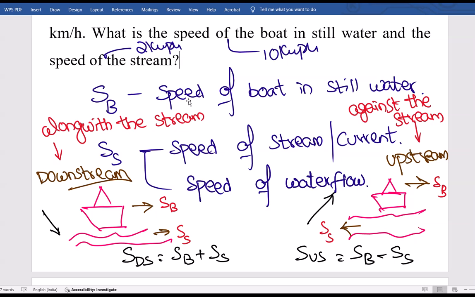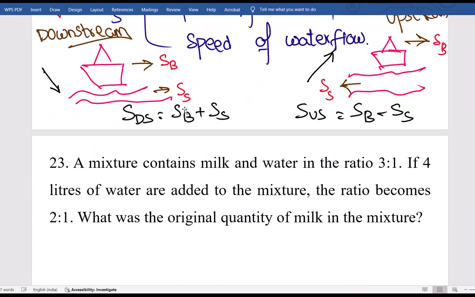Sometimes they don't give the downstream or upstream term directly. In the question, sometimes they'll ask along with the stream, against the stream. Instead of asking directly downstream, upstream, you should be ready for that.